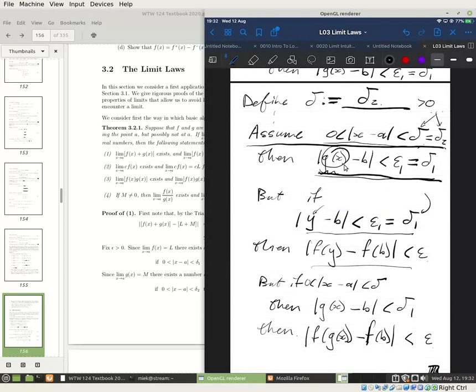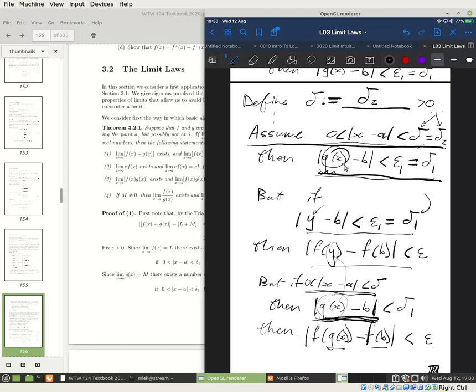But by definition of delta 1, if |y minus b| is less than delta 1, |f of y minus f of b| is less than epsilon. But if this holds true, |g of x minus b| is less than delta 1. So if you take this g and you substitute it into f, you get exactly what you want. Because if this holds true, this holds automatically true, so we can replace this y by g of x, because this g of x satisfies the condition that we're looking for.